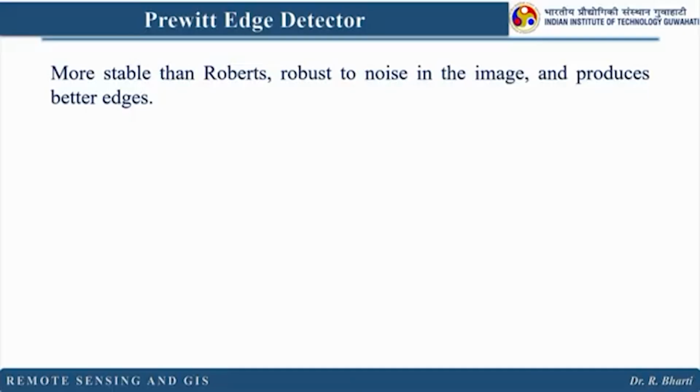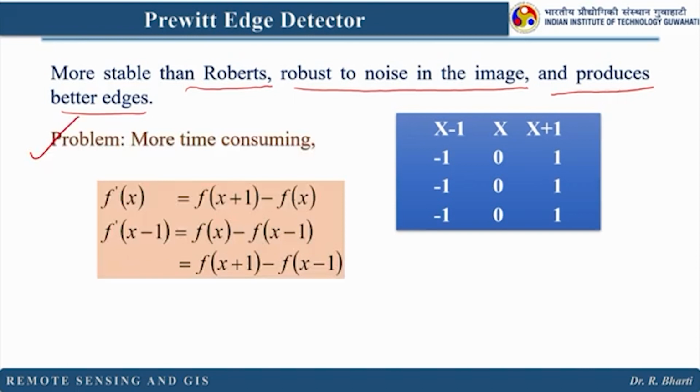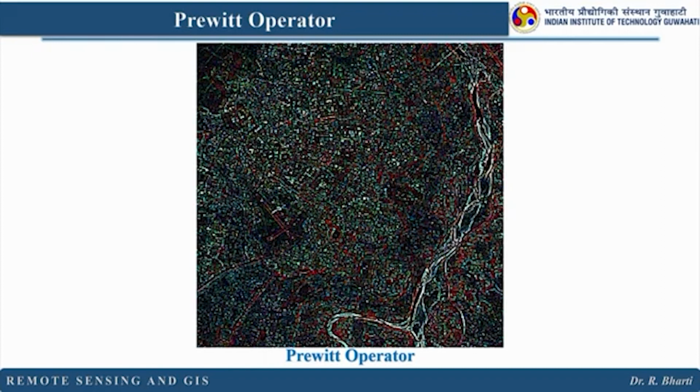So before that, I would like to tell you that it is more stable than Roberts, robust to noise in the image, and produces better edges, right? That you could see in the results, right? The problem with this Prewitt edge detector is it requires more time. So that is the only problem with this edge detector. So if you don't have time, then it is better to use others, but provided that it should give you a good result, right? So you can see here all the edges are better perceived than the previous operator, right?